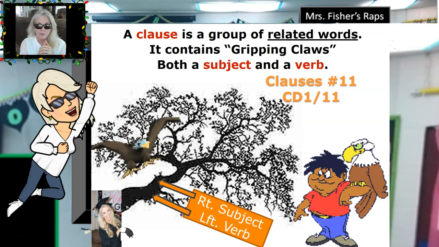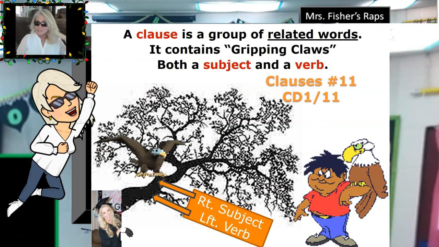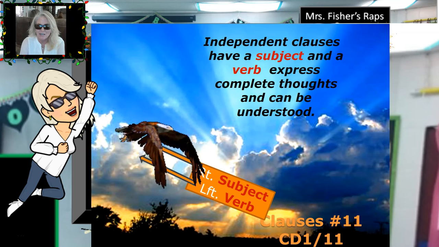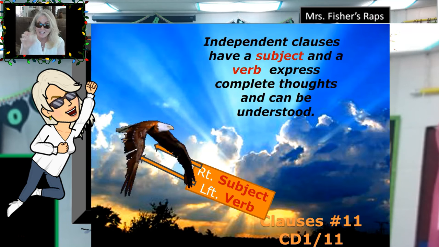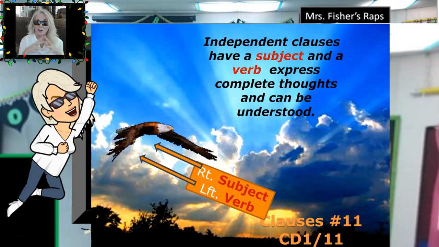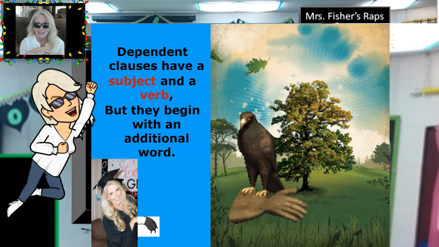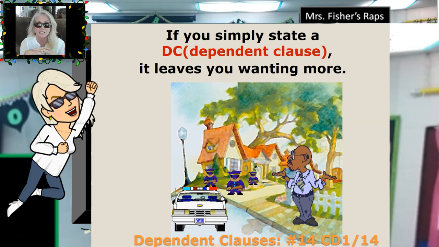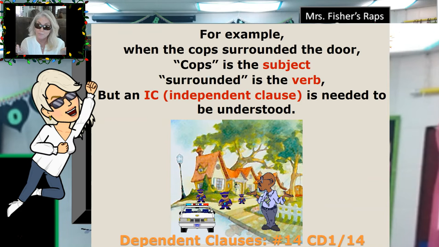A clause is a group of related words. It contains both a subject and a verb. Independent clauses have a subject and a verb, express complete thoughts, and can be understood. Dependent clauses have a subject and a verb, but they begin with an additional word. DC start with conjunctions, remember, which make them subordinate. They need an IC to finish what they meant. If you simply state a DC, it leaves you wanting more.